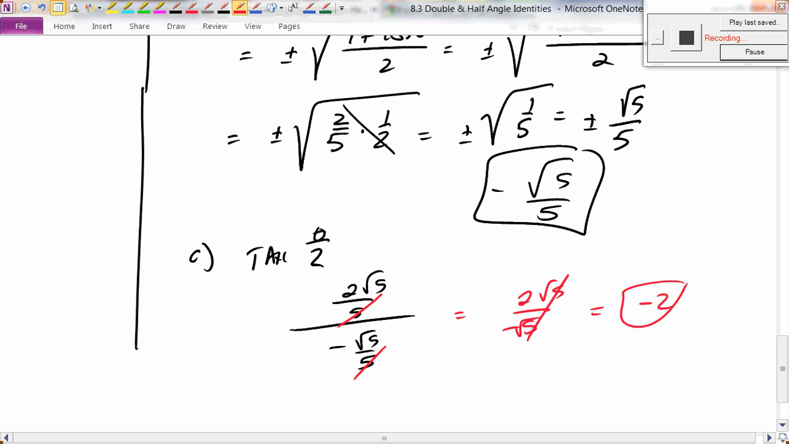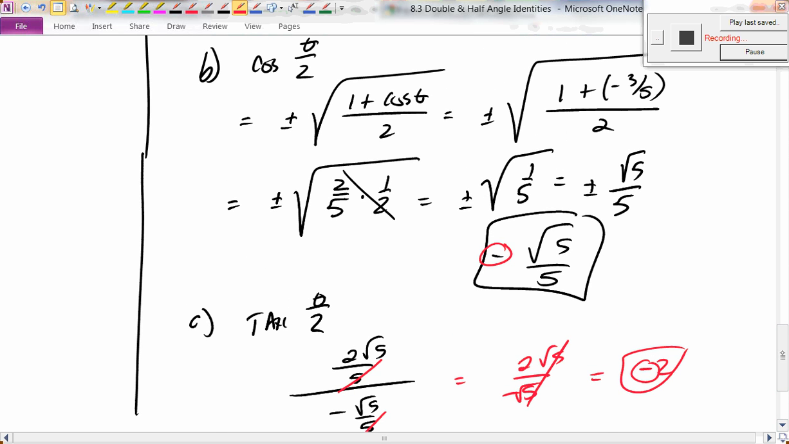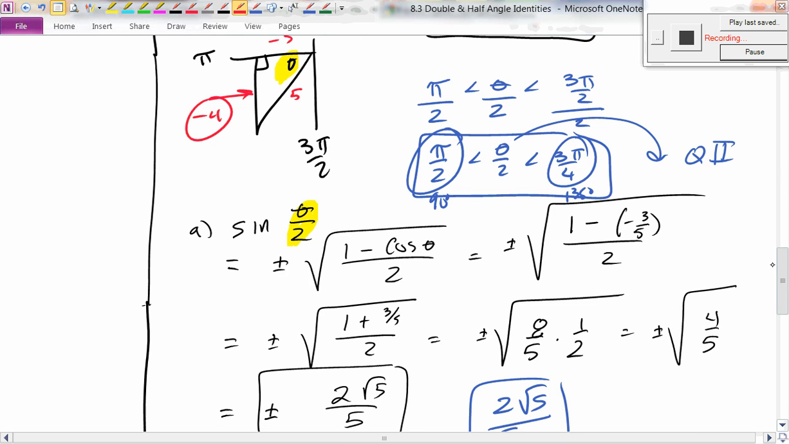Yes, sir. How did you get the negative? This negative right here? No, for the cosine. For this negative here. Because we found out that theta over 2 lies in quadrant 2. And in quadrant 2, x values are negative. And since cosine deals with x, we make it negative.